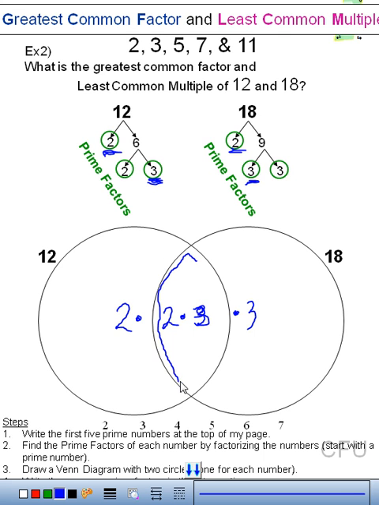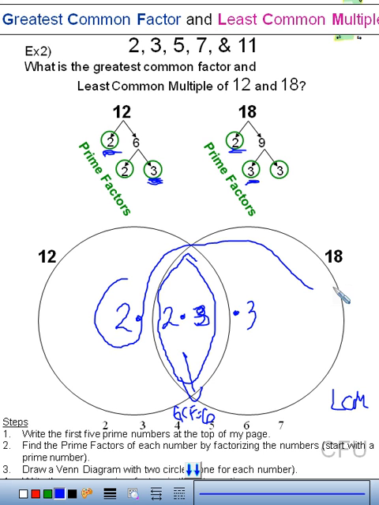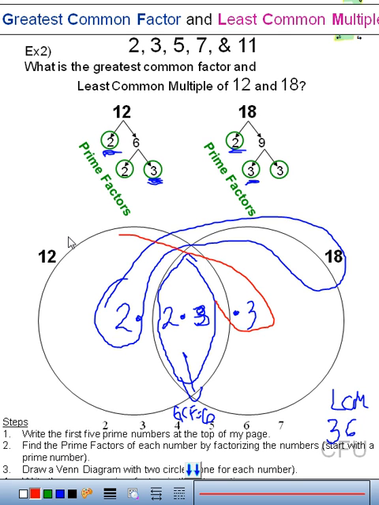So therefore, for our GCF, all we have to do is multiply whatever's in here. So my GCF is what? 6. My LCM is what? Let's see. 2 times 18 is what? 36. And to check it, we do 3 times 12. Is 3 times 12 36? Yes. So therefore our GCF is 6 and our LCM is 36. So far so good? Think you got it? Okay, let's do another one.